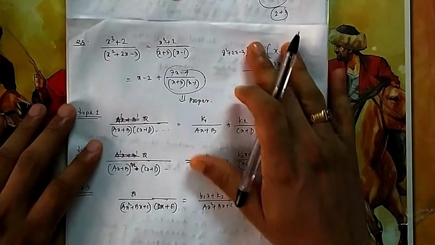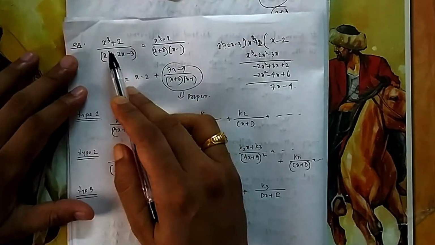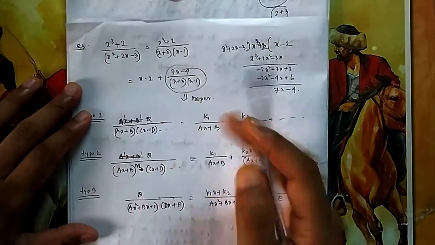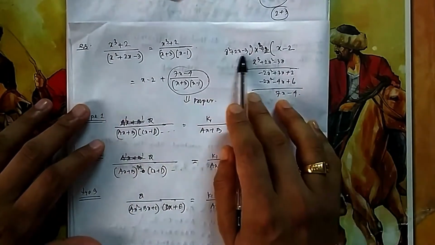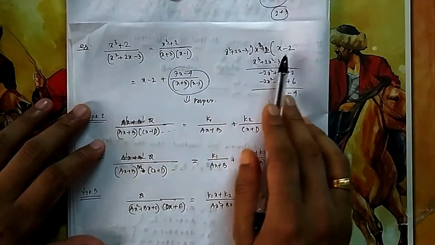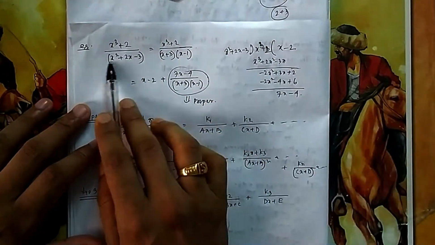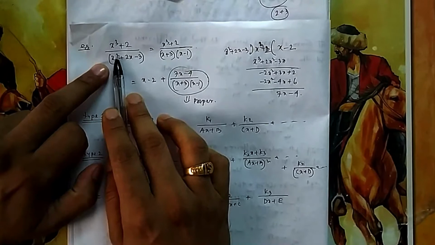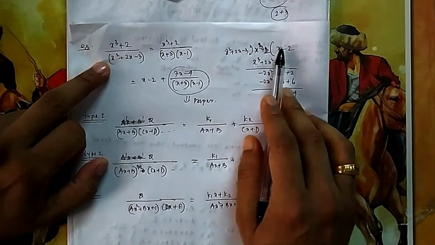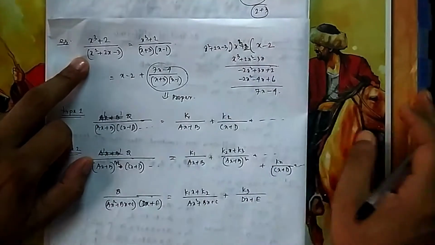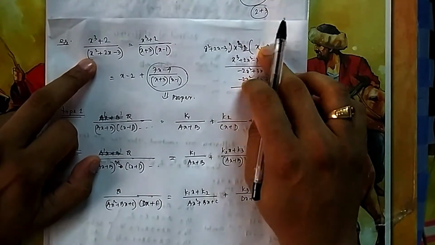One example I have taken to show how to go from improper to proper. This is my first job. Suppose this one: you can see the upper degree is higher than the lower one. It may be equal also, then also it is improper. So if it is higher, the first job is to divide it, so that the power gets reduced below the lower order. The lower degree is 2. So you have to divide so that the result you get after division has a degree less than this.